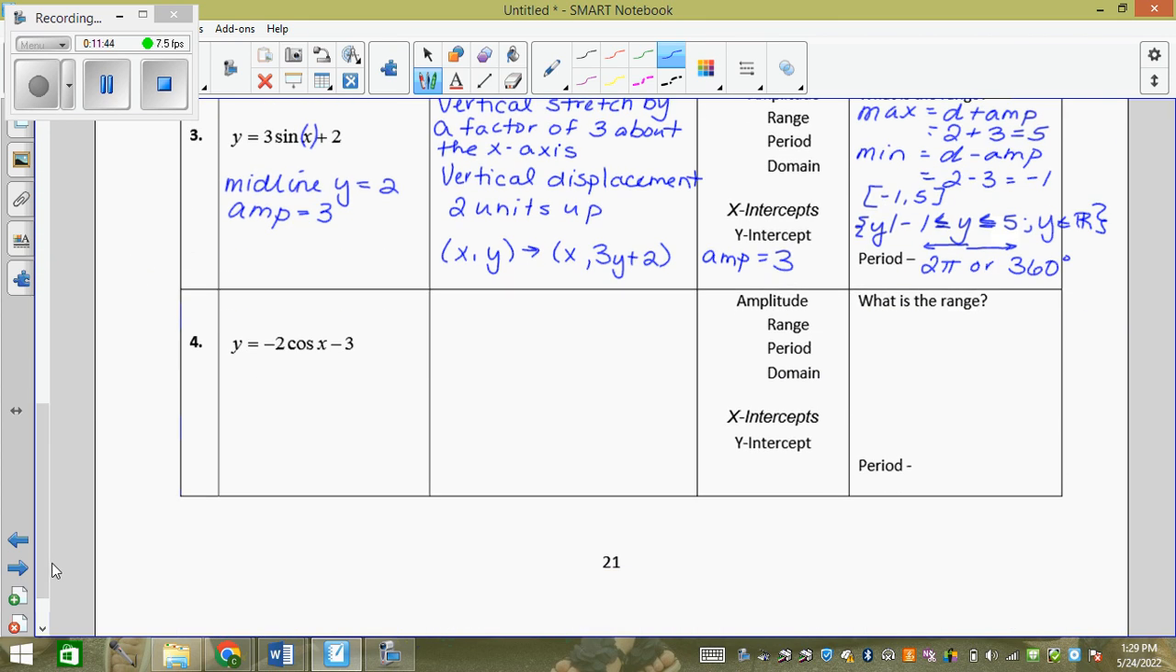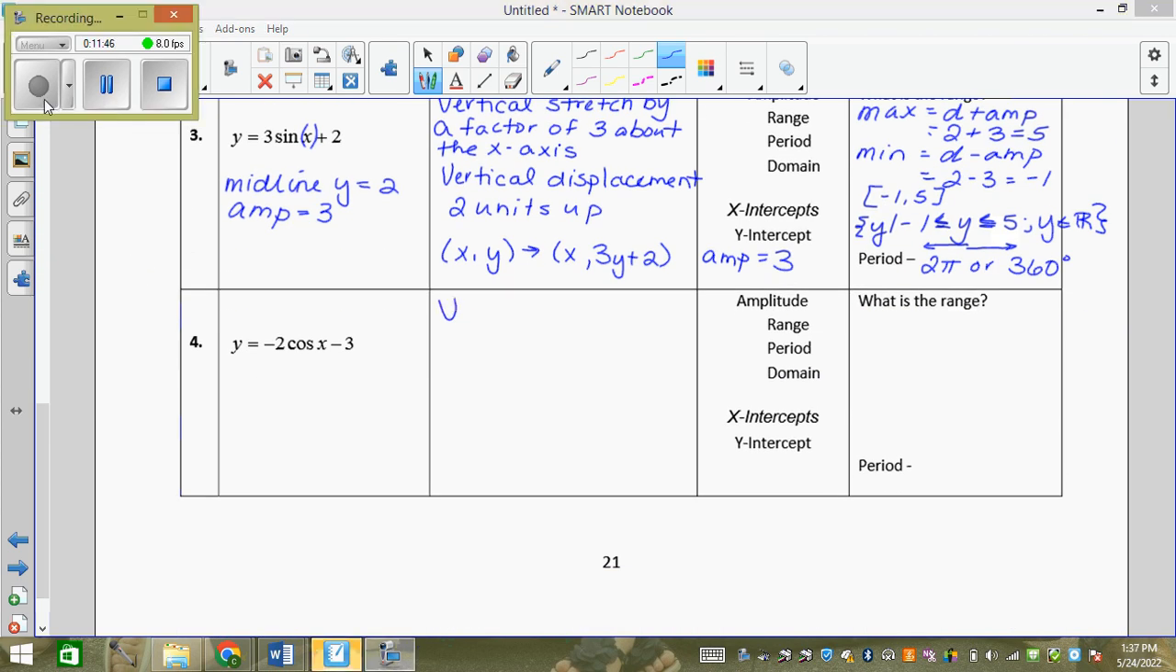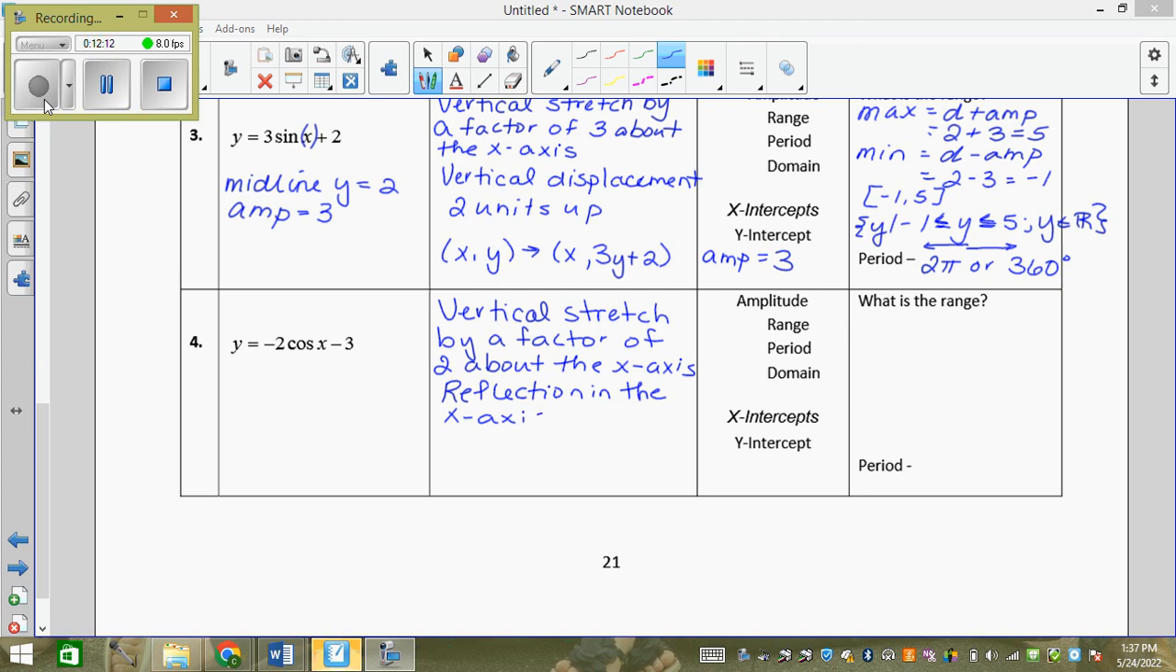4, 5, 6, 7. So we have a vertical stretch by a factor of 2, not negative, about the x-axis. The negative makes us have a reflection. Remember, it has to be SRT, reflection in the x-axis, and a vertical displacement three units down.